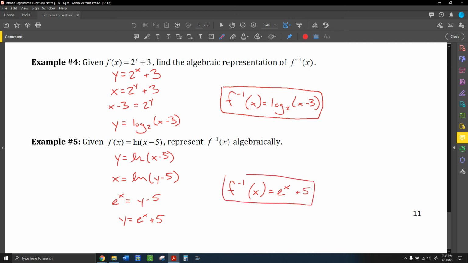And that's your answer. All right, so we're going to get a whole lot of practice on evaluating logs, rewriting logs, finding inverses.